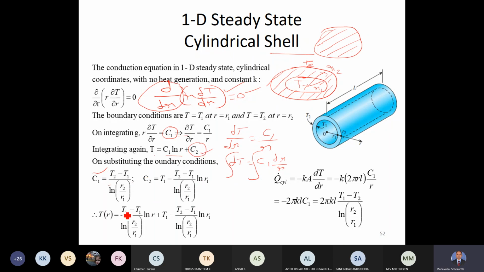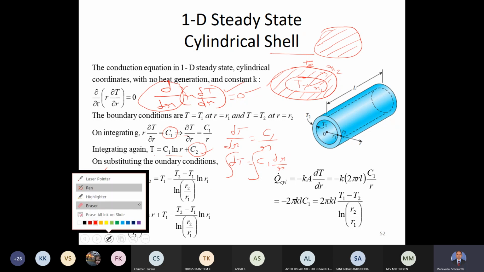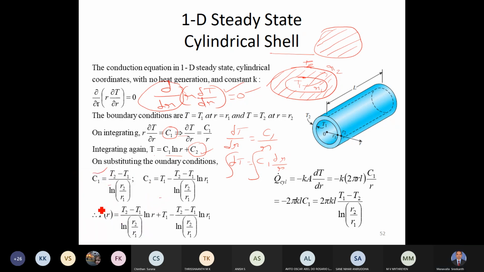If you do that, this will be the temperature distribution we are talking about. So you see the temperature at any radial location, where r changes from r1 to r2, will be equal to t2 minus t1 divided by log of r2 by r1. This term is the value of c1, then log of r is there. The other one is the value of c2.